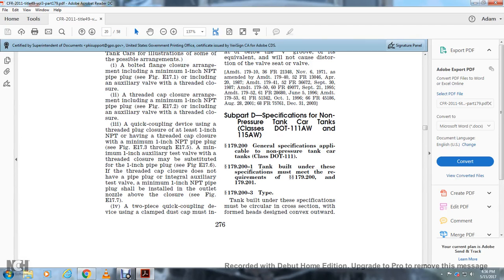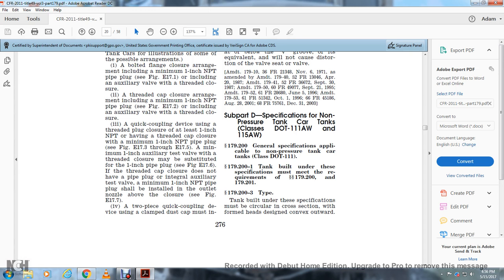Alright, Subpart D: specification for non-pressure tank cars, classes 111A W and 115A W. 179.200, general specification applicable to non-pressure tank cars, class DOT 111. 179.201, tank cars built under the specification must meet the requirements of 179.200 and 179.201.